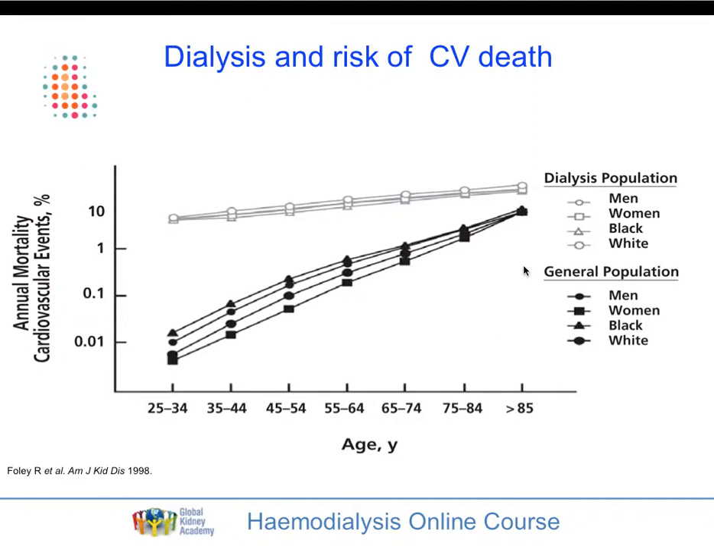This is probably one of the most famous slides in nephrology. It's a slide from Rob Foley looking at USRDS data, and it just goes to show that if you're young in the dialysis population, your risk of cardiovascular mortality is about the same as a 75 to 85-year-old in the general population. It's a huge relative increase in risk of cardiovascular mortality, although the age effect in the dialysis population isn't as pronounced as in the general population. So bad news, really. If you're on dialysis, very high risk of cardiovascular death.